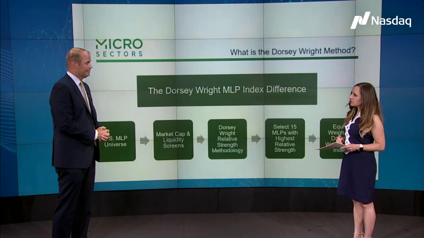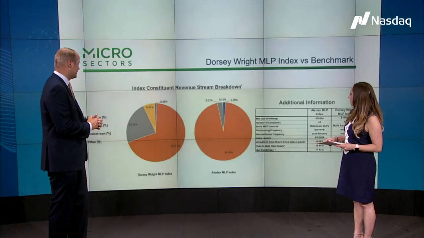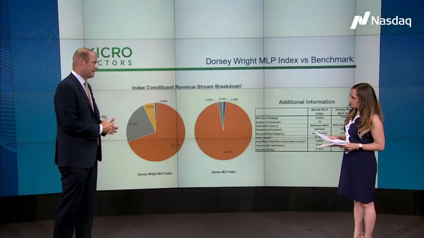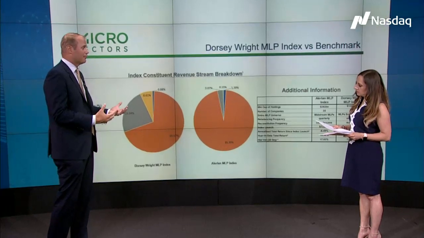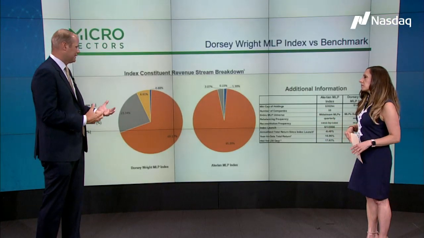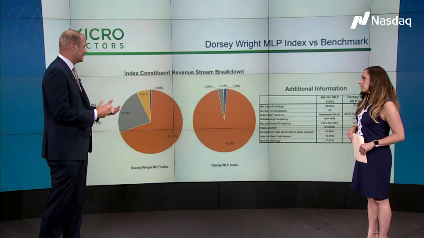All right, now what about the index versus performance? Sure. So this is actually a great slide here. This is going to break down the Dorsey Wright MLP index versus the Alerian index. So the Alerian index is really known as the benchmark MLP index. But what this slide really illustrates is how limited it really is in terms of the revenue stream. It doesn't say it in its name, but it's very much a midstream product, as you can see by the large orange coloring here.